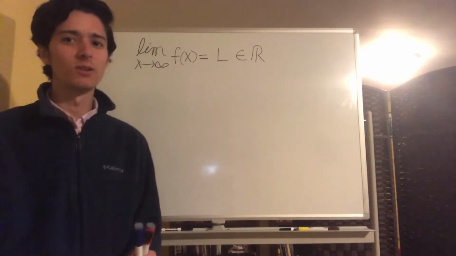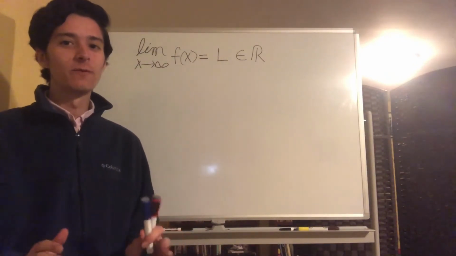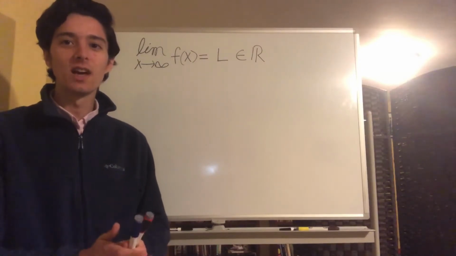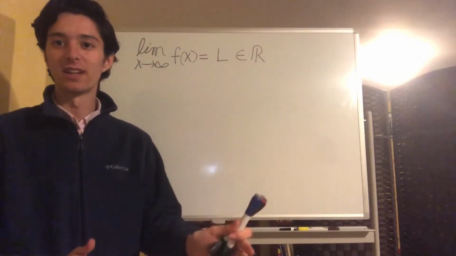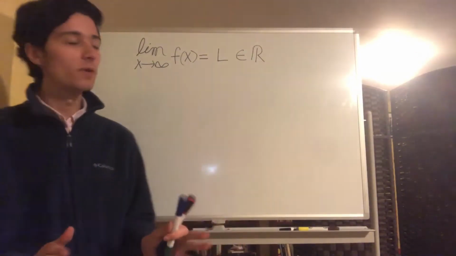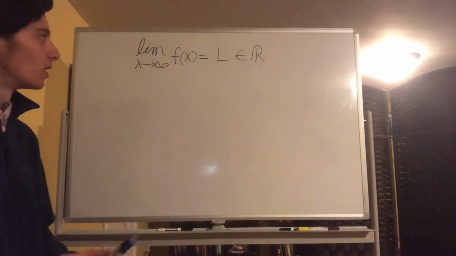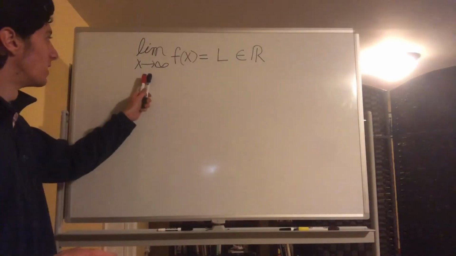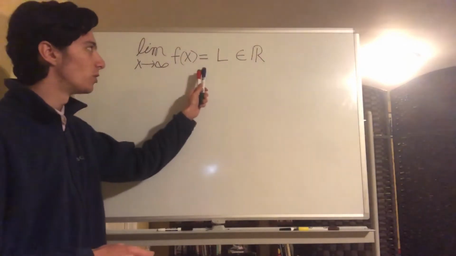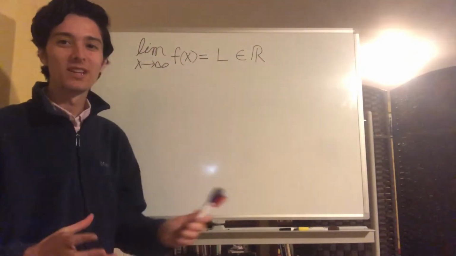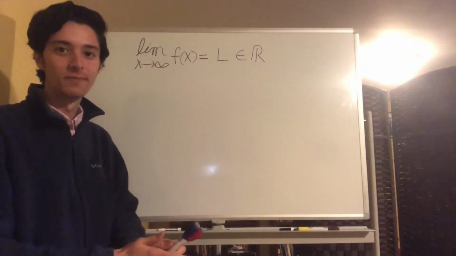In the last episode, we looked at what it meant for the limit as x approaches infinity of f of x to equal infinity. In today's episode, we're going to look at what it means for the limit as x approaches infinity of f of x to equal L, where L represents a constant in the real numbers.